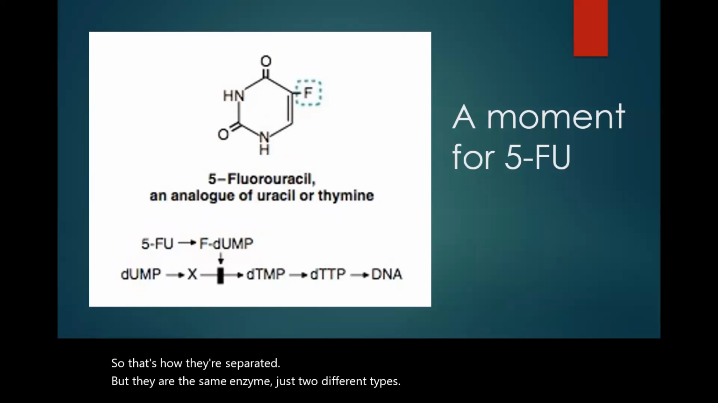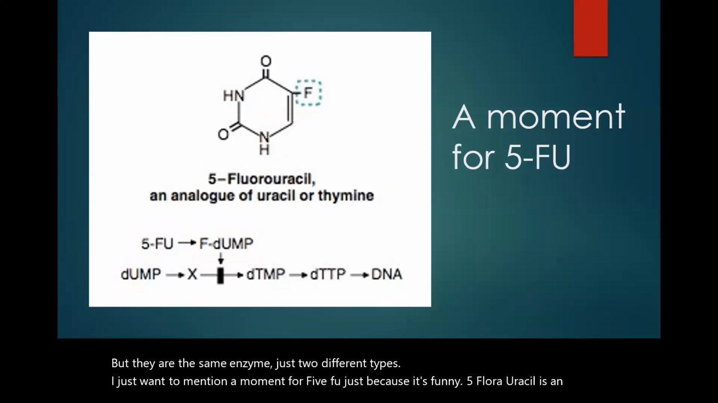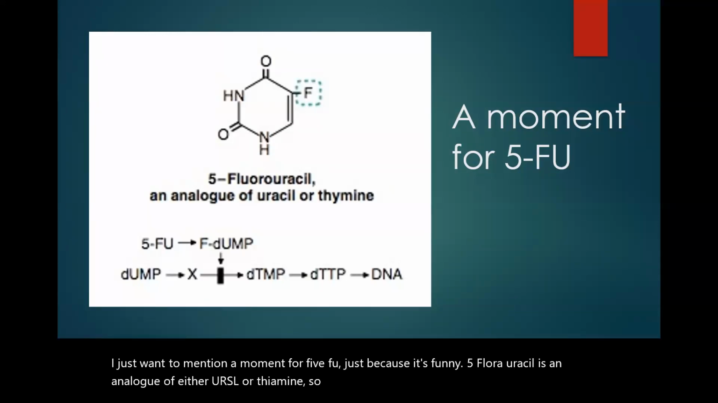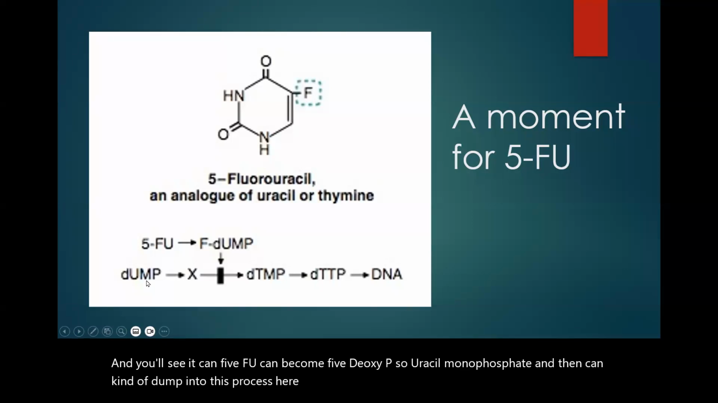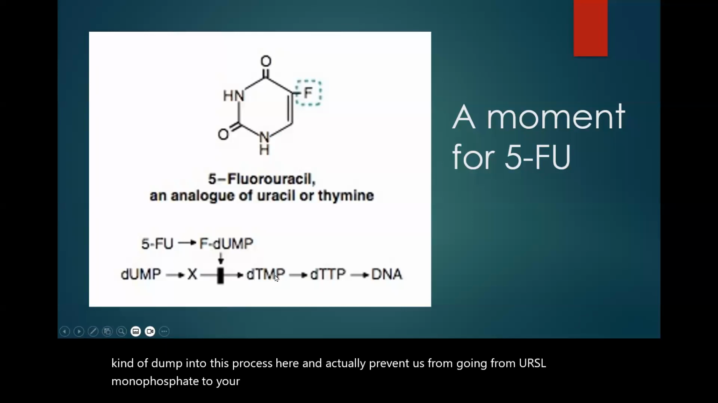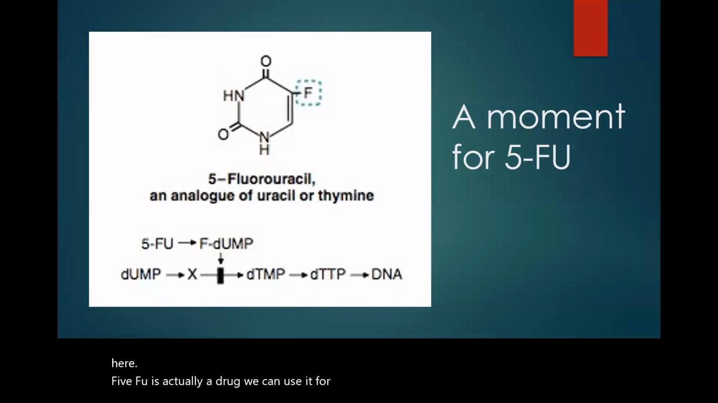I just wanted to mention 5-FU for a moment just because it's funny. 5-fluorouracil is an analog of either uracil or thymine, so it can kind of gaslight or hide as both. And you'll see 5-FU can become 5-deoxy-UMP, uracil monophosphate, and then can dump into this process here and actually prevent us from going from uracil monophosphate to uracil or from thymine monophosphate, so it can block this process here. 5-FU is actually a drug. We can use it as a cancer drug. So you can do this exogenously, and it's a treatment for cancer. It's on boards too.